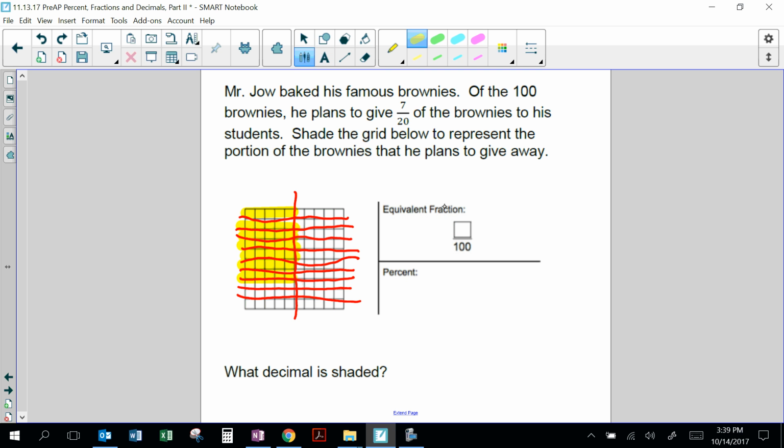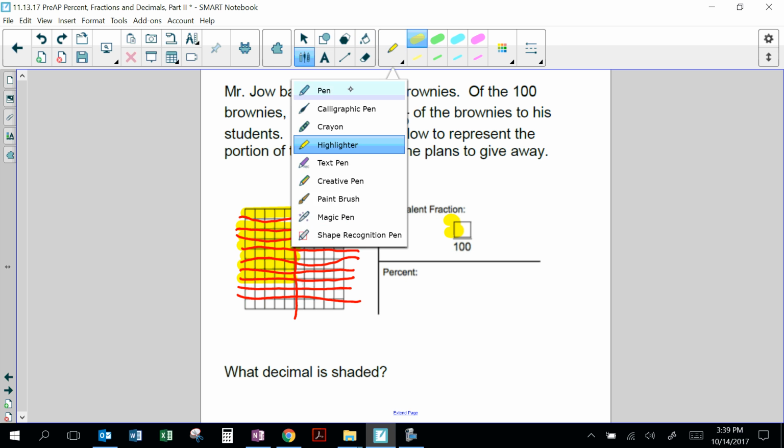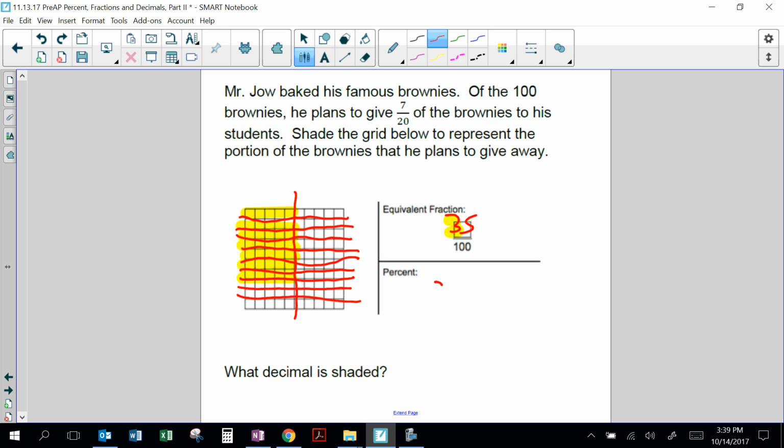35 hundredths, which is 35% or 35 hundredths. Could I have gotten that answer without shading this? What is the scale factor from 20 to 100? Times 5. 35%.